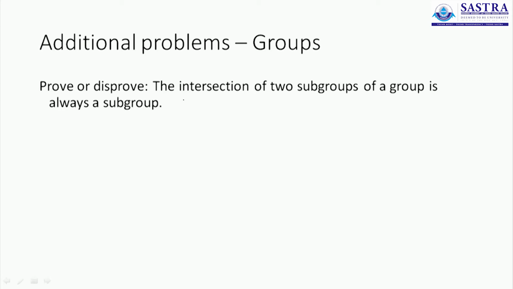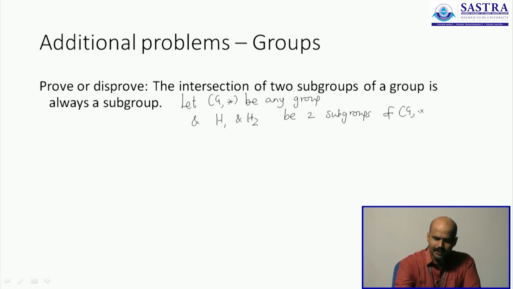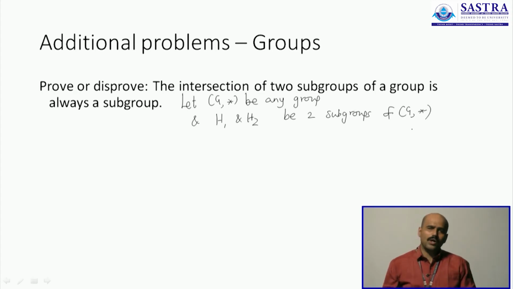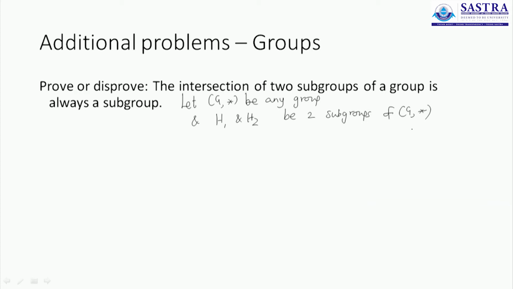So how do we start? Let G star be any group, and let H1 and H2 be two subgroups of G star. Now we are interested in determining the intersection. What happens to the intersection? Keep in mind that we don't know what the group is, we don't know what the star is, we don't know what the H1 and H2 are, but we are still setting out to prove that this is true.